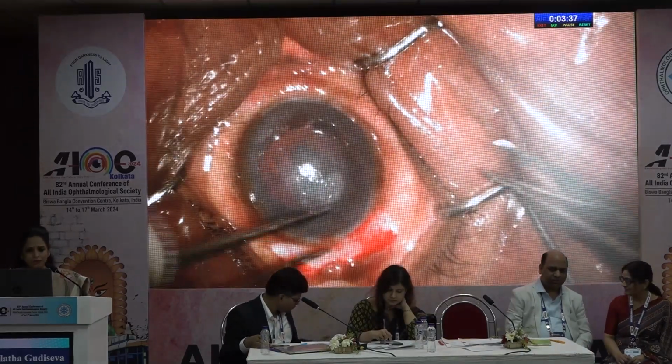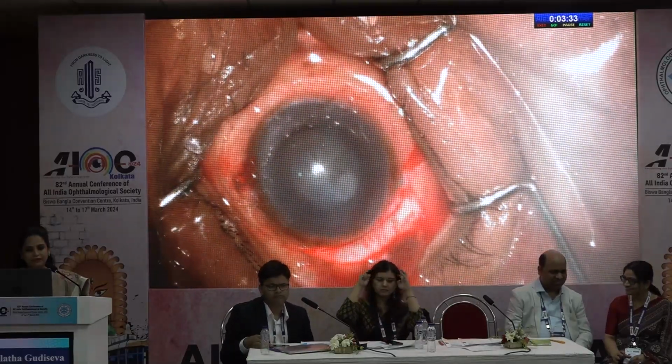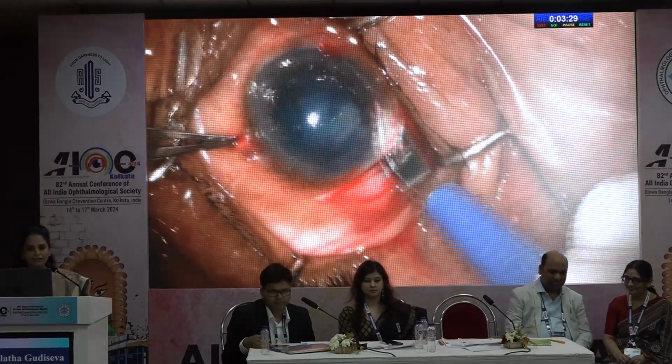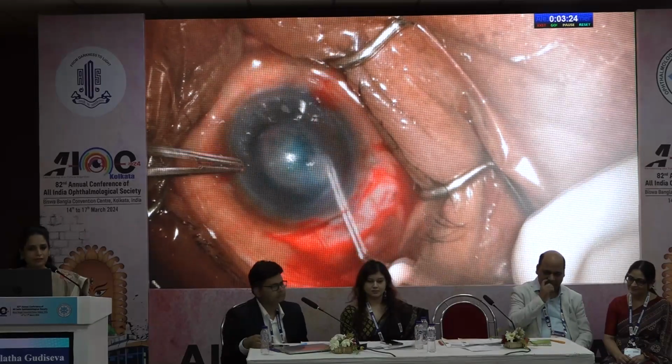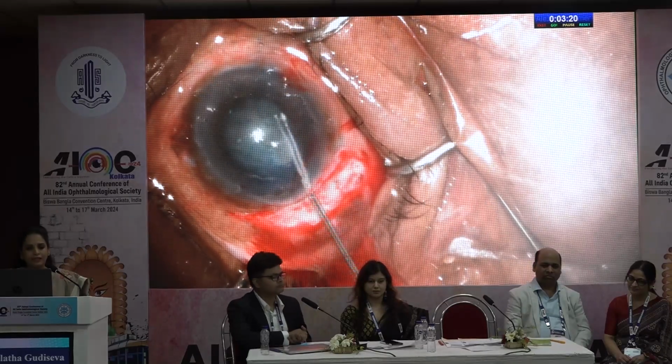So almost the steps are similar, but because this patient had a very hazy cornea, I prefer to do small incision cataract surgery. The staining should be done 2 or 3 times so that your view for the capsule and the rest of the steps for the cataract becomes better.